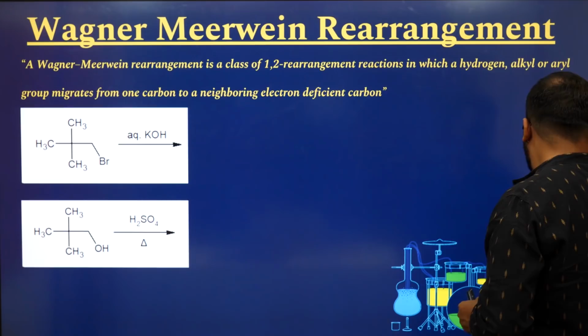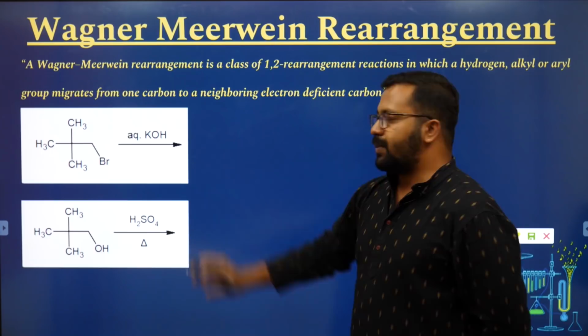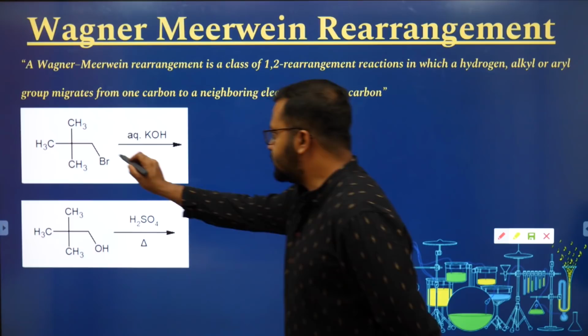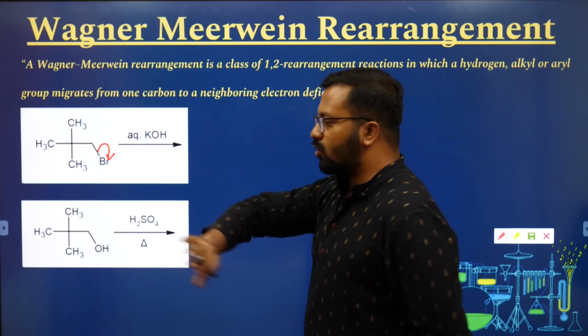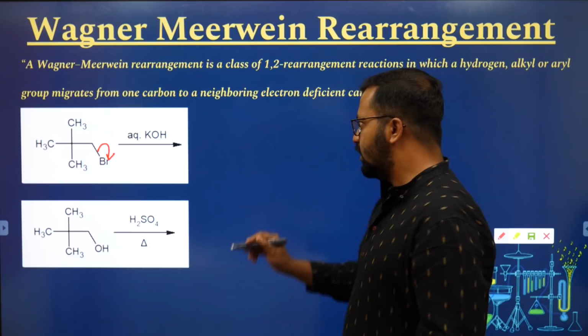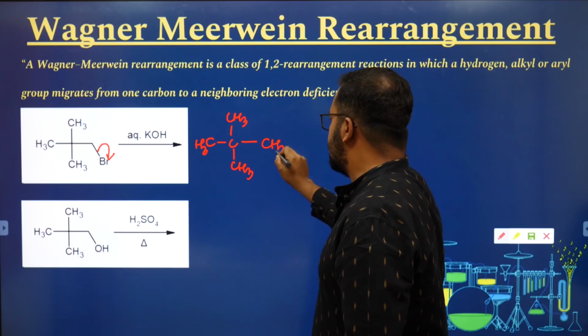So let's try to work out the first case. We have a neopentyl bromide molecule, and the reaction is taking place in the presence of OH. The first step would be lysis of this. The carbon-bromine bond is fairly polar, so it can undergo lysis in a polar medium. So I will get CH3, CH2 with a positive charge. I'll get something like this.